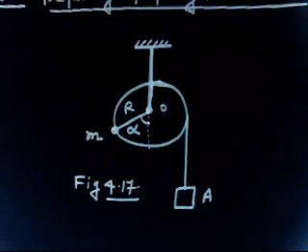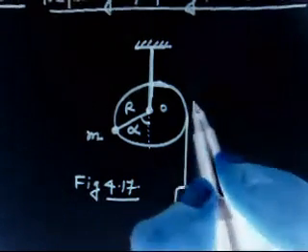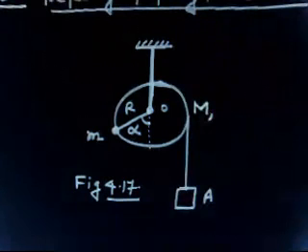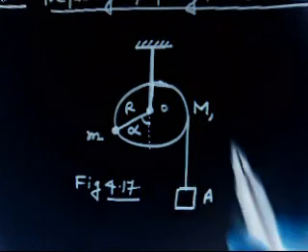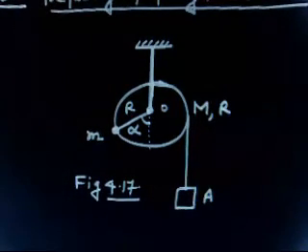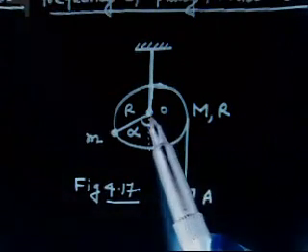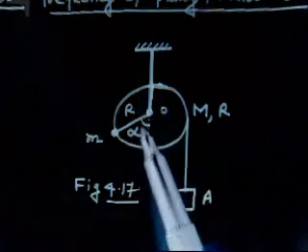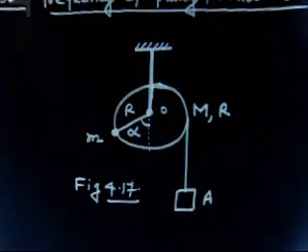Now let me read the question. A uniform cylindrical pulley of mass capital M. So the pulley has mass capital M, radius R, and can freely rotate about a horizontal axis O. So there is a horizontal axis. About this axis it can rotate freely.